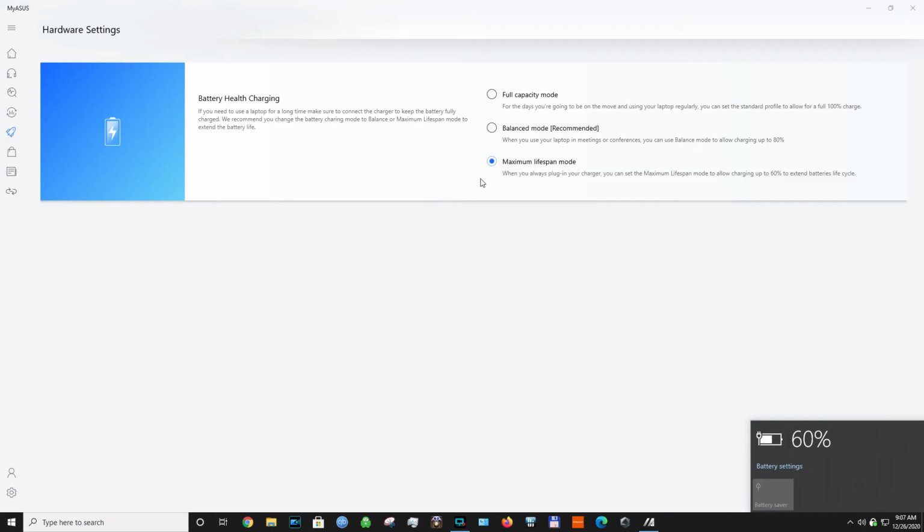In my case, because my computer mostly stays plugged in, there is no reason for the laptop to be on the battery. So I'm keeping it at 60% all the time. And that way, I'm going to extend the battery life as long as I can.